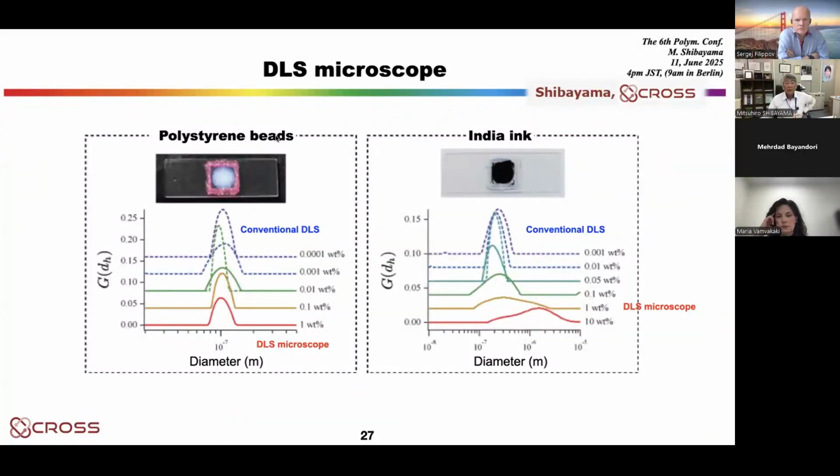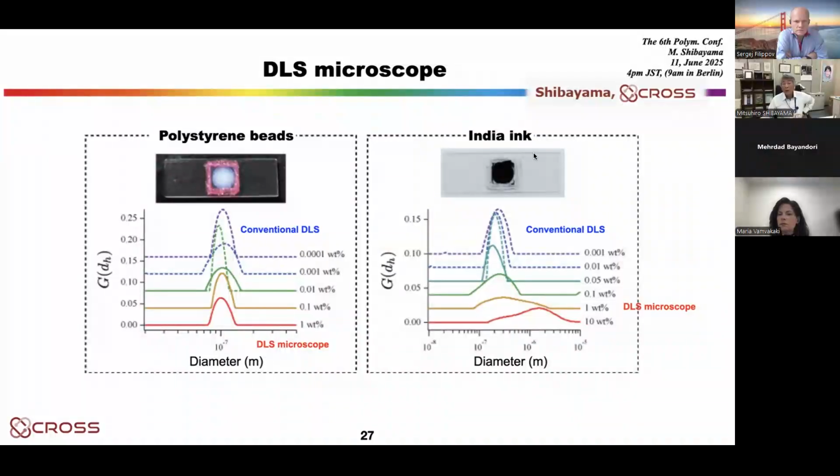There are two cases. One is polystyrene beads. Remember, in the case of milk, it was opaque. This is a case of polystyrene, at about 10% or 1% of polystyrene beads. So we cannot get any information from the dynamic light scattering, which is why we need to dilute, such as here, the dotted line. This is a conventional dynamic light scattering, but this method, the dynamic light scattering microscope, can allow us to obtain this kind of distribution without dilution.